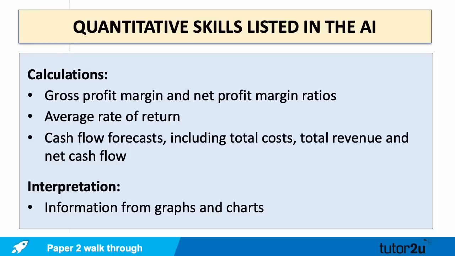You also would need to be able to work out gross profit and net profit if they weren't given to you, but you were, for example, given sales and cost of sales. You should know then, in order to work out gross profit, it's just cost of sales taken away from the sales revenue. You also need to be able to calculate average rate of return, and cash flow forecasts are featured. And next to cash flow forecast, it states in the advanced information you need to know about total cost, total revenue, and net cash flow.